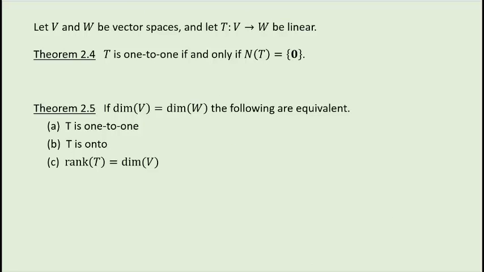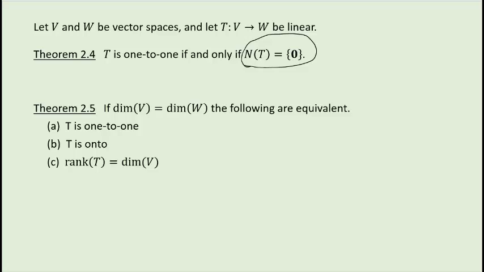T is 1 to 1 if and only if the null space is the 0 vector. Well, we know this from group theory. The null space is the kernel of the mapping. So this would be exactly the same proof that we did before. We know V is an abelian group under addition, and we therefore know that T is 1 to 1 if and only if the null space or the kernel is the 0 vector only.